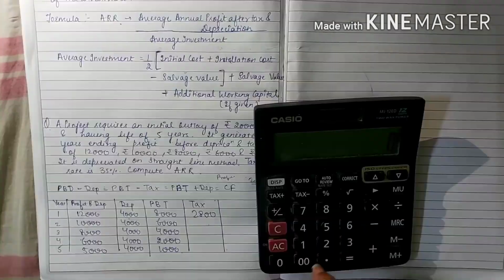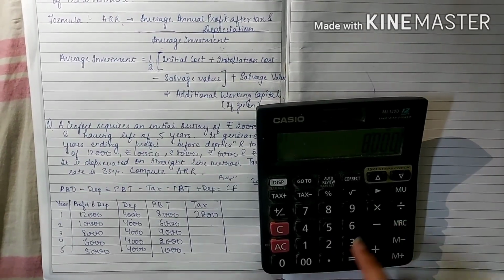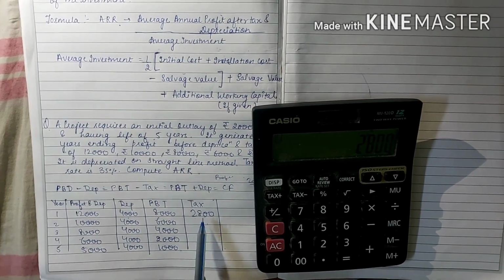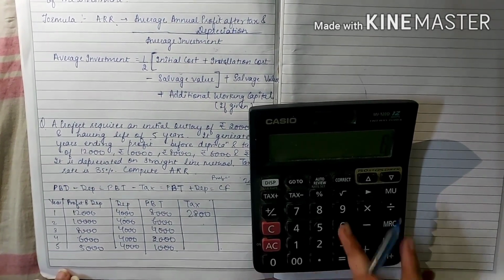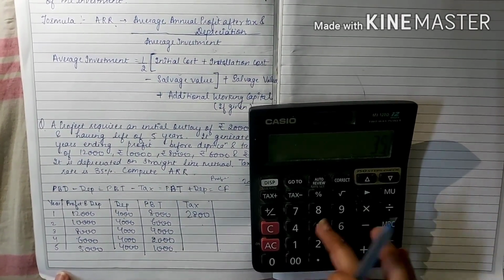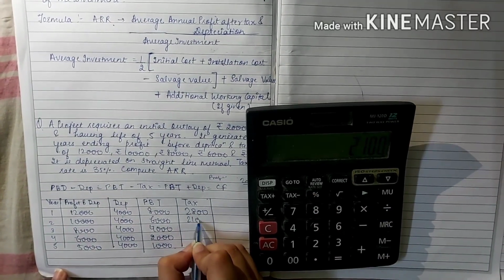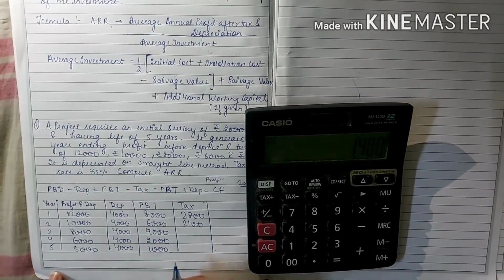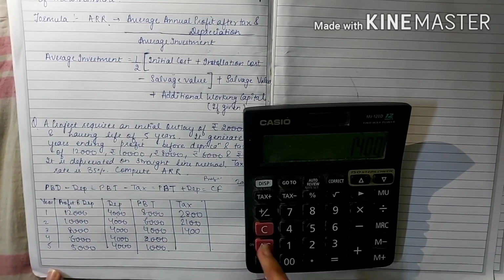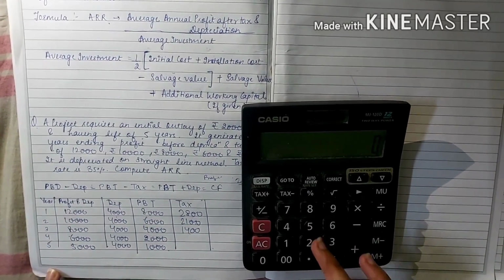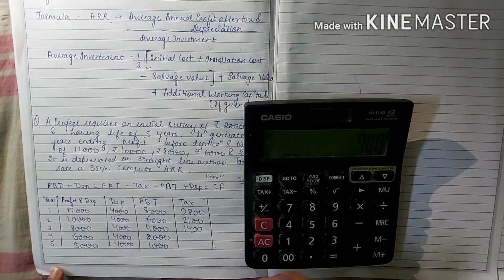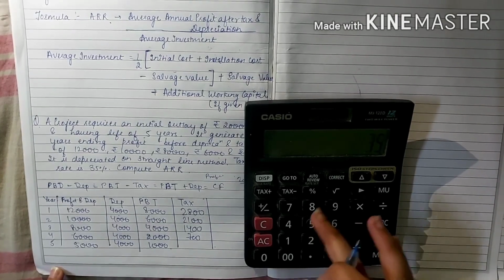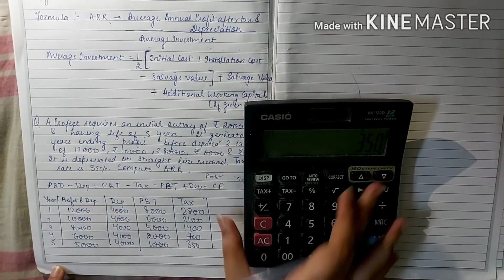So 8,000 into 35%, 2,800. 2,800 is the tax for the first year. For the second year, it will be 6,000 into 35%, that is 2,100. Third year, it will be 4,000 into 35%, 1,400. For the fourth, 2,000 into 35%, 700. And fifth, 1,000 into 35%, 350.